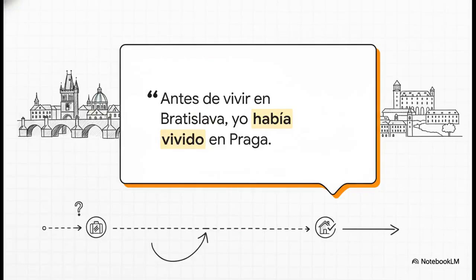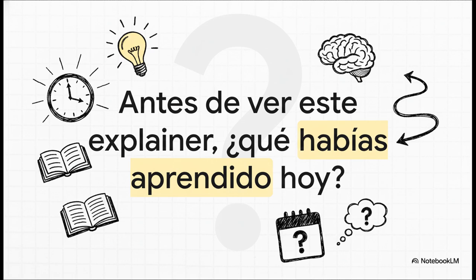Here's a perfect example of how you can use this to talk about your life. You can describe something that was true before another point in your past. Antes de vivir en Bratislava, yo había vivido en Praga. Before living in Bratislava, I had lived in Prague. It just puts your life story into a perfect logical order. So let's finish with a quick challenge to put this into practice right now. Using this new structure, think about your day. Before you watched this explainer, what had you already learned or done today? It's a fantastic tool, and now it's all yours.